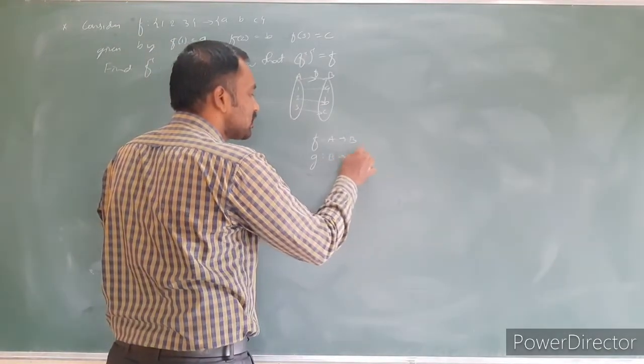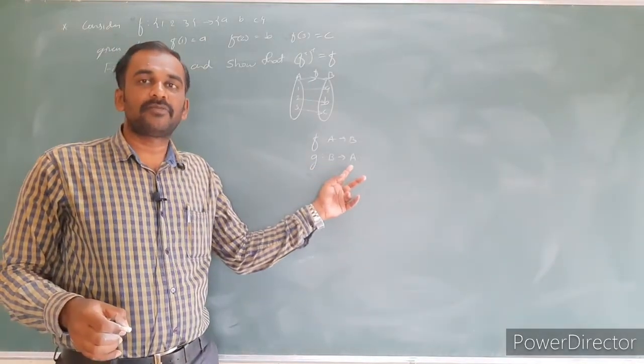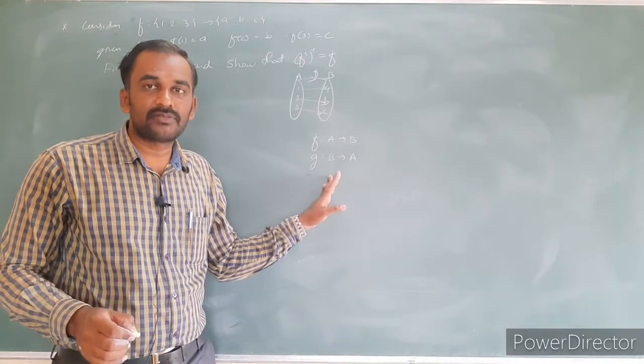Then G, the inverse of A, is nothing but the function whose domain becomes B and whose codomain becomes A. That is the inverse of the f. Are you sure about this one?